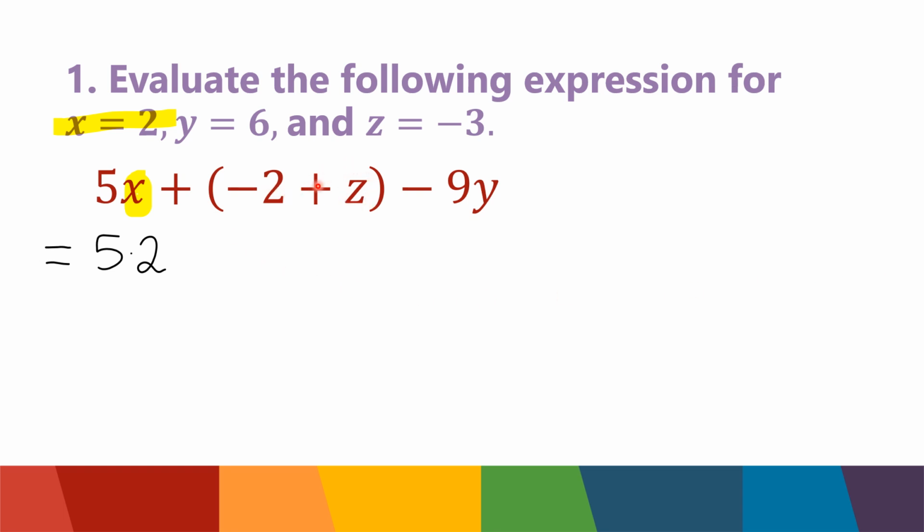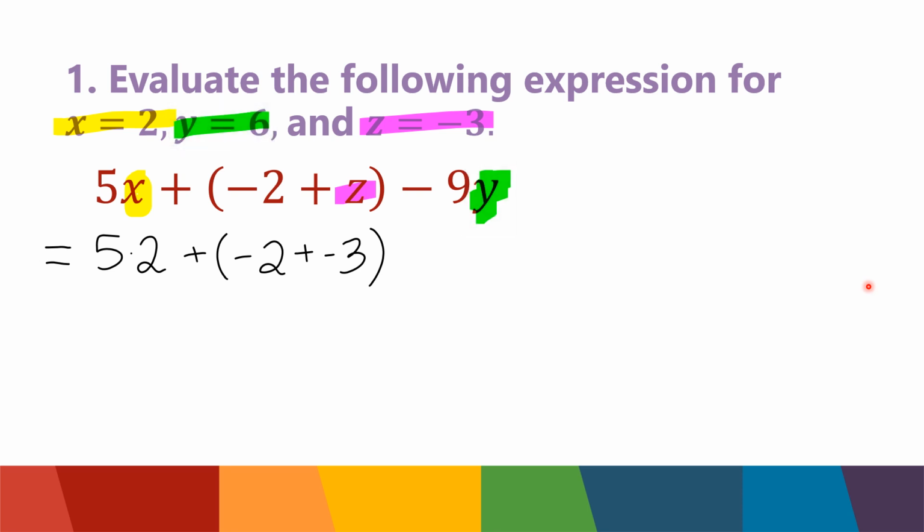Moving right along. Next we have z. We need to plug in -3 for z. So we have plus, parentheses, -2 plus -3, close parentheses. Then we have minus 9 times y. Y was 6, so let's plug in 6 for y. So that's minus 9 times 6.